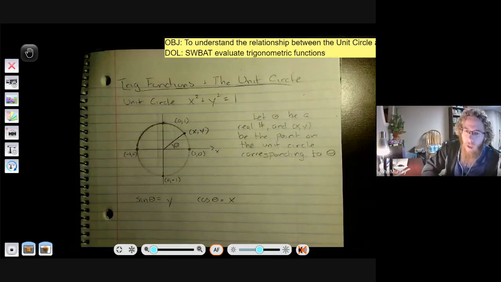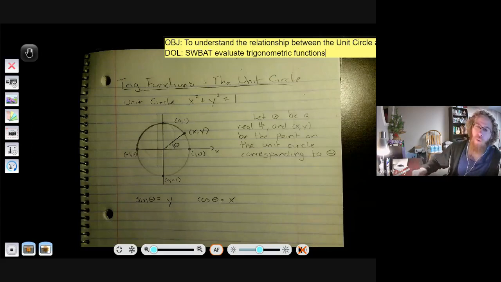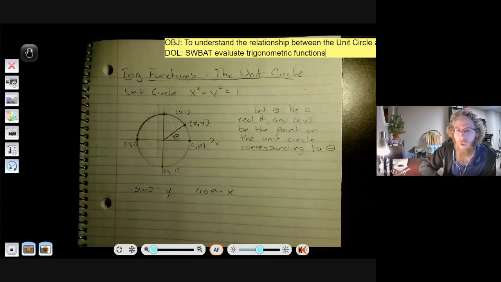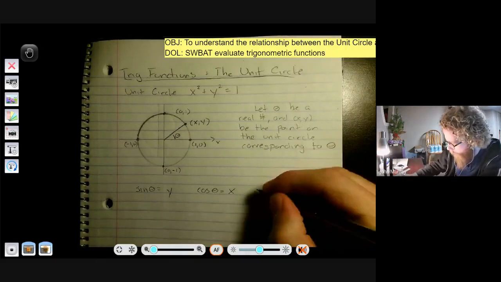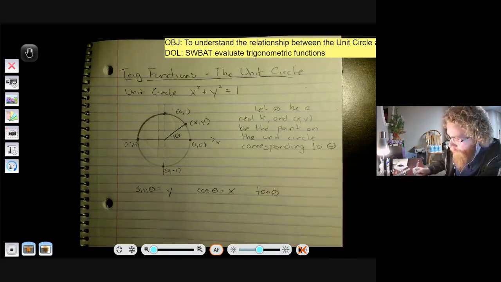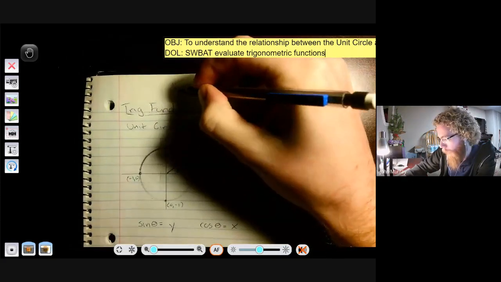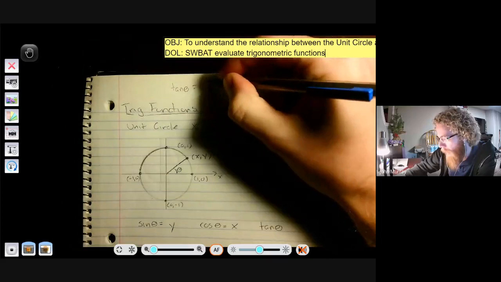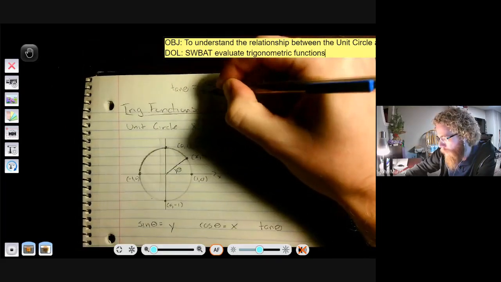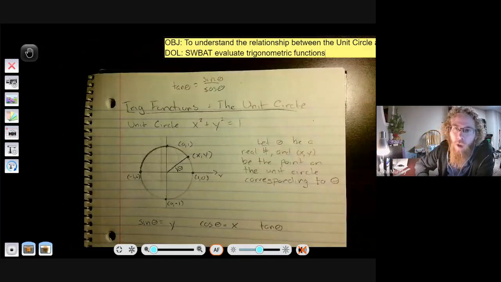Sine and cosine. Now, altogether, there are 6 basic trig functions before we get into fancy stuff like inverse operations. And the other 4 we get from our relationship with sine and cosine. So the next trig function that we have, there it is, tangent. We know from geometry, hopefully we remember, that the tangent can be represented by sine over cosine.